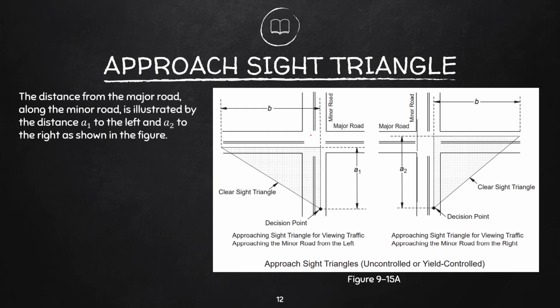The distance from the major road along the minor road is illustrated by the distance a sub 1. So that is the distance from the major road along the minor road on which he is going. A1 to the left, and A2 to the right. So if the driver will be viewing traffic for those vehicles approaching the minor road, this is the minor road. Vehicles approaching the minor road from the left are those that are coming from here.